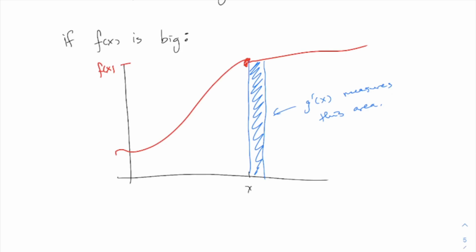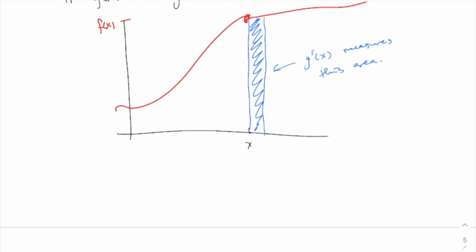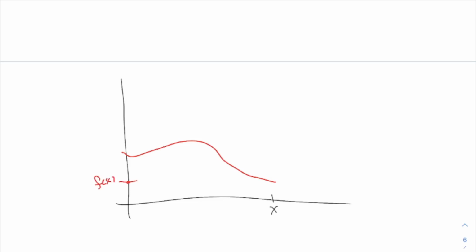What if f of x is small? What if that y value is not way up there, but much smaller? What would that look like? Unfortunately, I can't keep both of the pictures on. So that would mean it was something like this, right? The y value at x is way down here. This is f of x. Then what does the picture look like? Well, then the blue thing is actually quite small, right? It's only this little bit.